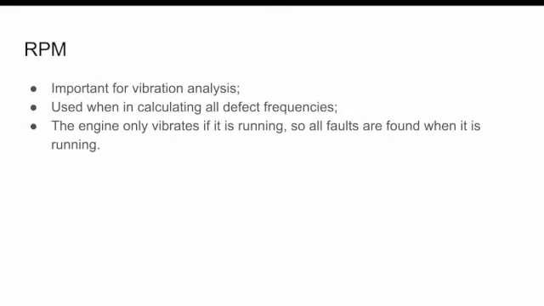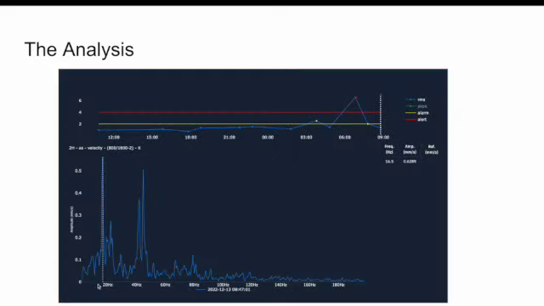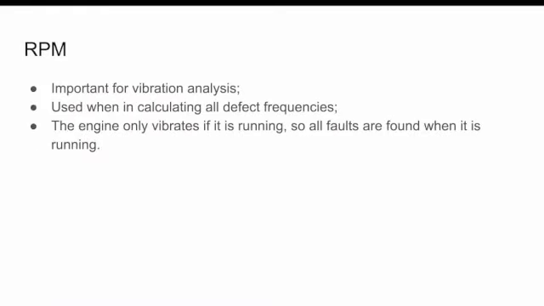The RPM is important for the vibration analysis. It's used when calculating all the defect frequencies; defect frequencies and failure frequencies are the same thing. The engine only vibrates if it's running. If the motor is paused, it's not running, so it doesn't vibrate. So the faults are all found whenever it's running, and we need to know whether it's running. With the RPM here, we can see whether the motor is running or not.